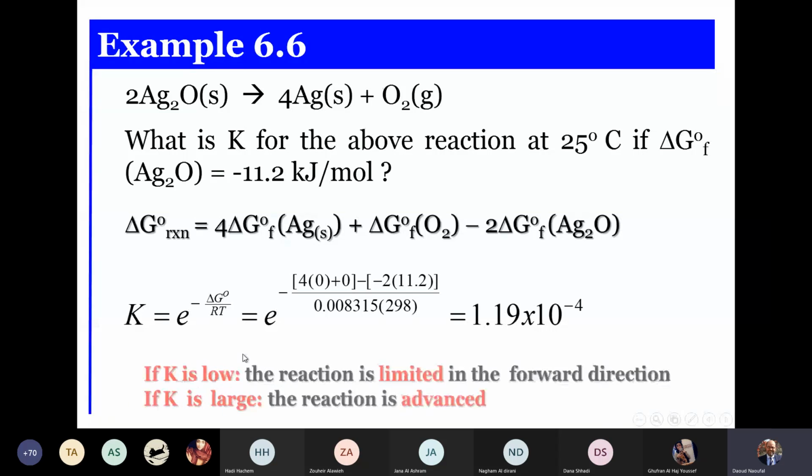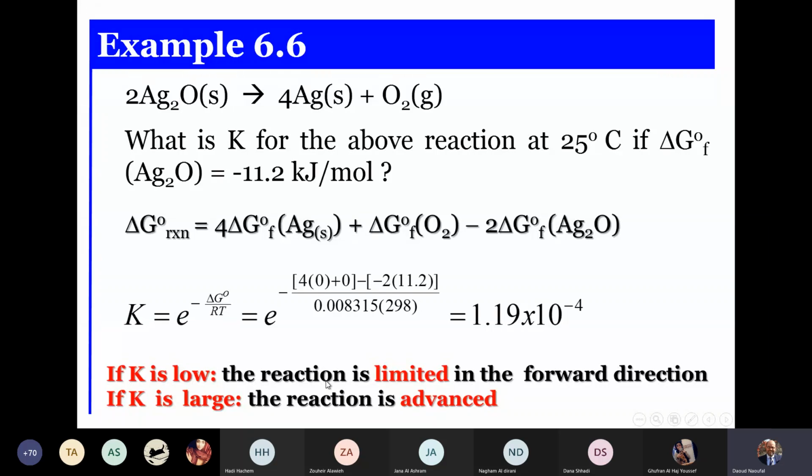So what is the meaning of K? If K is low, the reaction is limited or is not advanced. If K is large, the reaction is advanced.